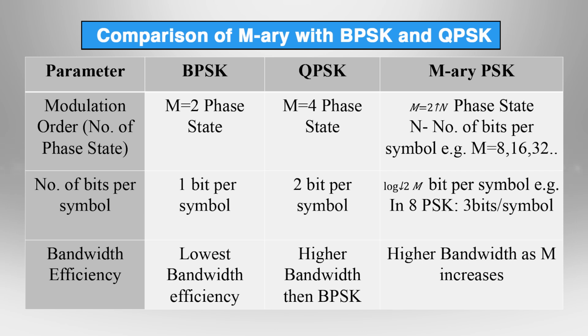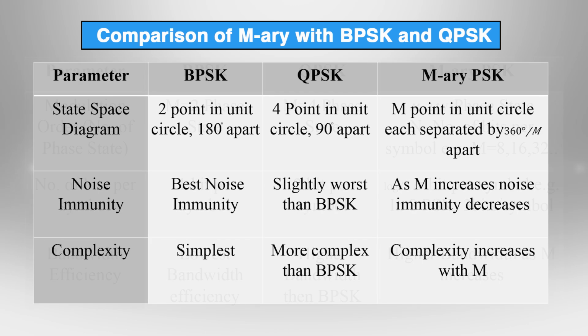BPSK signal has the lowest bandwidth efficiency since it transmits only 1 bit per symbol, whereas QPSK signal has higher bandwidth efficiency than BPSK as it transmits 2 bits per symbol. And M-array PSK signal has higher bandwidth efficiency as M increases, allowing more bits to be transmitted per symbol. However, increasing M also increases the required signal to noise ratio for reliable communication.